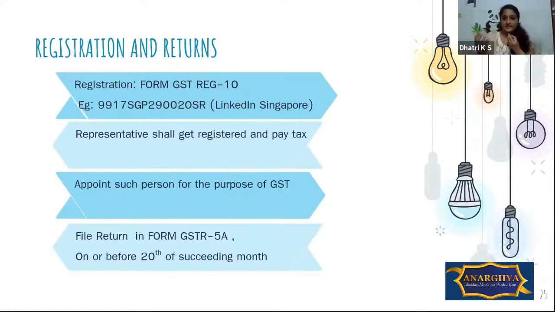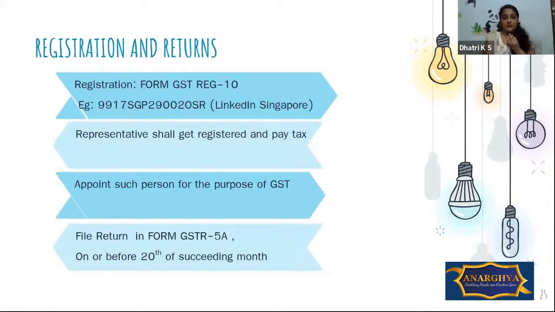And as said, same for Section 9. If he has any representative in India, then such representative will get registered and will pay the taxes. If he does not have any representative in India, then he may appoint a representative who will get himself registered and pay taxes on his behalf. In addition to registering and paying taxes, he is also required to file a return. And the return is to be filed in form GSTR 5A. And this GSTR 5A needs to be filed on or before 20th of the succeeding month. That is, if an OIDA service is provided in the month of July, then within 20th of August, this GSTR 5A needs to be filed.